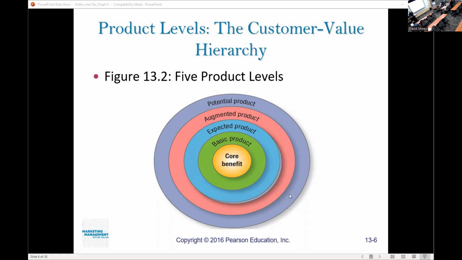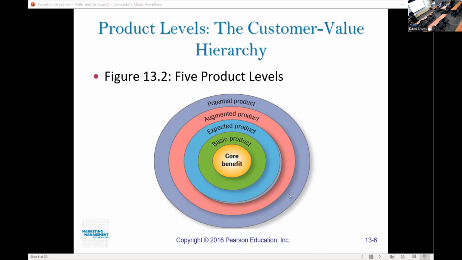The fourth is what's called the augmented product that exceeds customers' expectations. And this is where you start to see brand positioning come in. So along with the hotel, it's connected to a spa. You might have a swimming pool, but then you also might have a jacuzzi. The expectation is if the hotel is near an airport, you'll have courier service. The exceeding of that is limousine service.